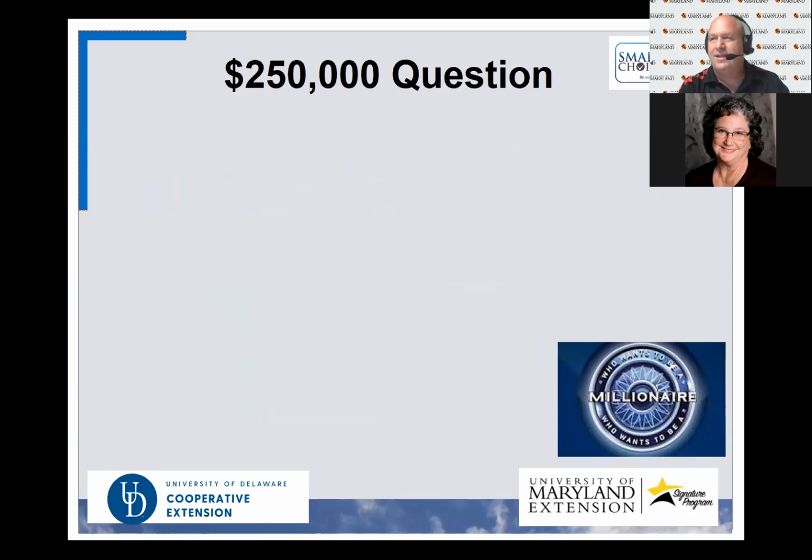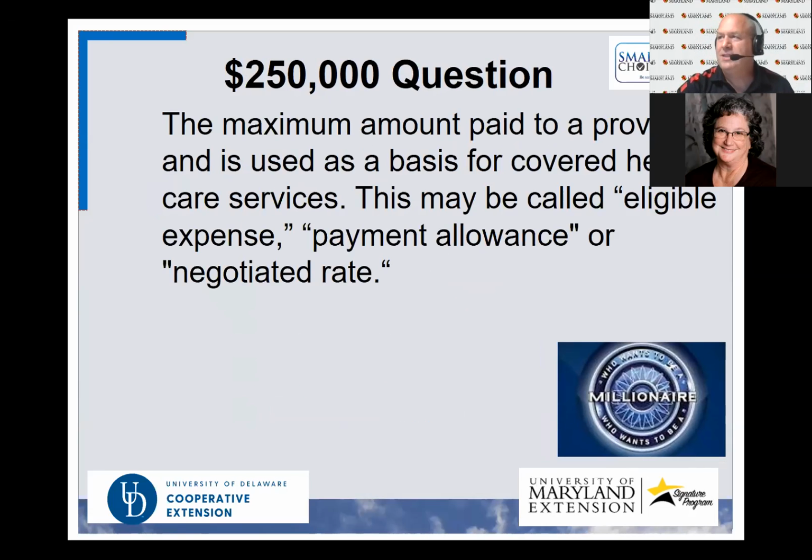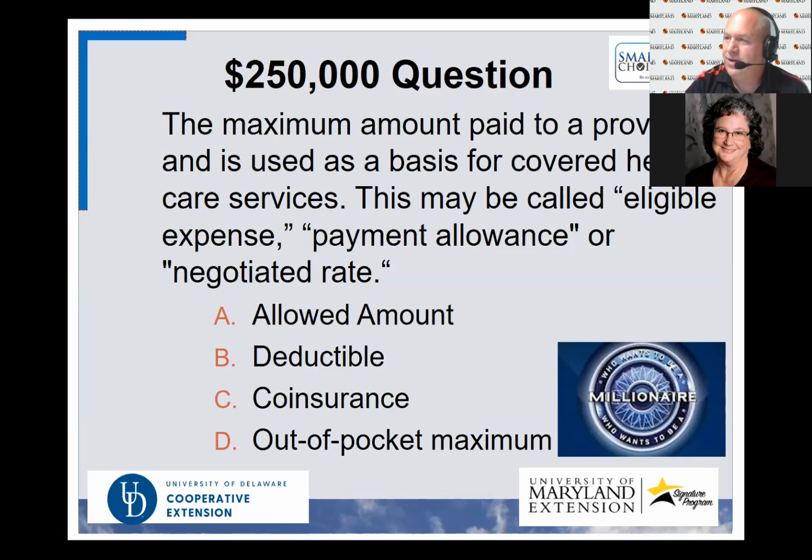Our $250,000 question. The maximum amount paid to a provider, used as a basis for covered healthcare services. This may be called eligible expense, payment allowance, or negotiated rate. Your options are allowed amount, deductible, co-insurance, and out-of-pocket maximum. Some responses. Very good. We're looking at the allowed amount there. Absolutely.